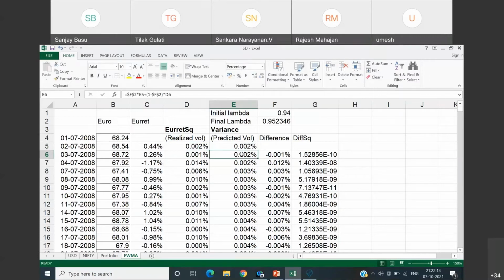What should be the variance for day after tomorrow? The variance for day after tomorrow is a weighted average of yesterday's variance. The weight is called lambda, which is how much importance do you assign to yesterday's variance? Here you assign 94%. So you believe between today and tomorrow, 94% of the time, yesterday's variance.